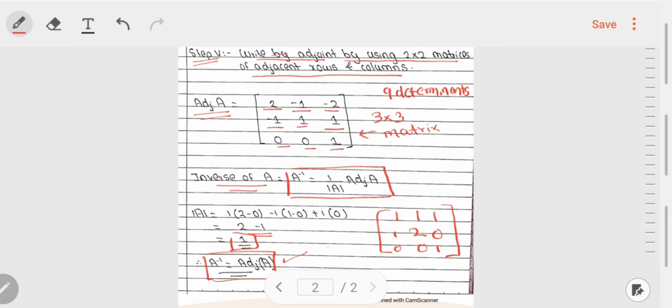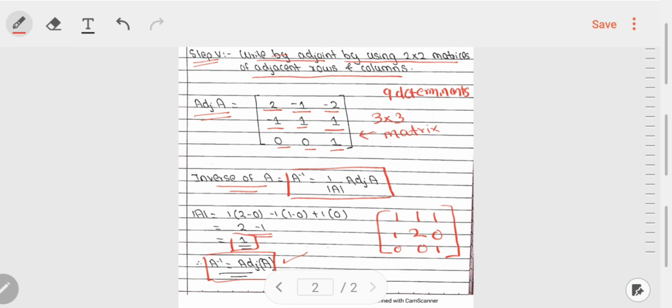So this was the shortcut method to find the adjoint of a matrix and the inverse of a matrix.